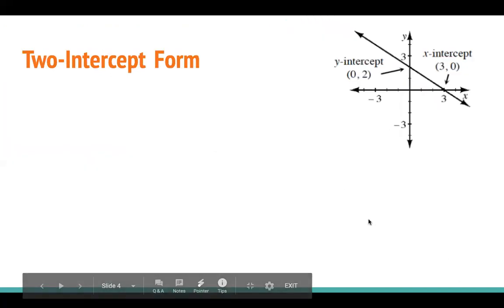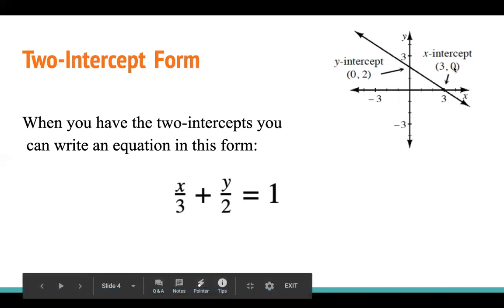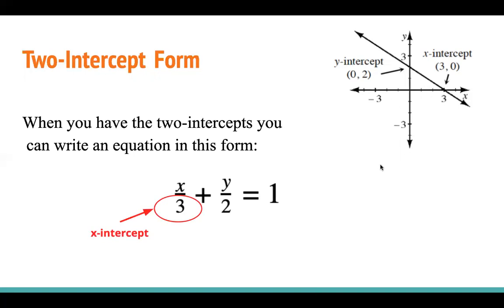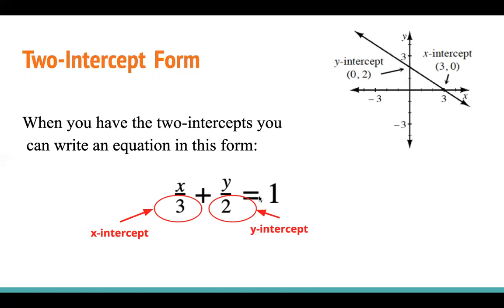Two-intercept form, this is a different form of a line than we've looked at. But it's when you have the two intercepts, you can actually write an equation. So here, my x-intercept is 3. I'd write x over 3. For my y-intercept, I know it's 2, and I put plus y over 2. Both of the intercepts are positive, so this stays positive, and then I put this equal to 1.